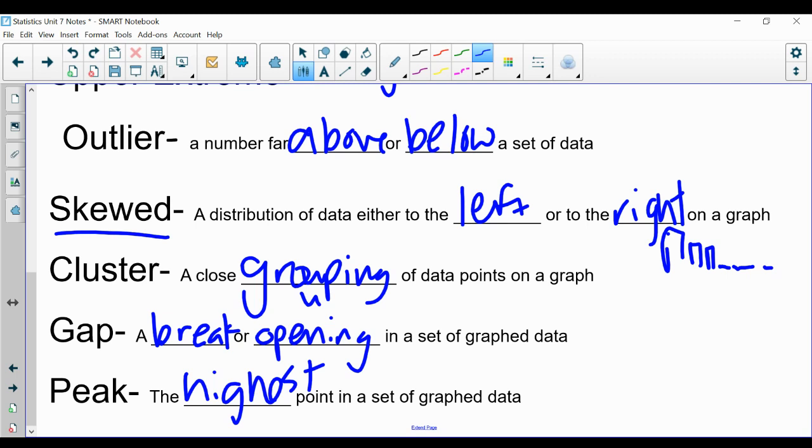All right, so we ended on peak, and that's the highest point in the set of graph data. So when you're looking at your data, if you have a dot plot and in the middle you have something that looks like that, then whatever this number is, that's going to be your peak.